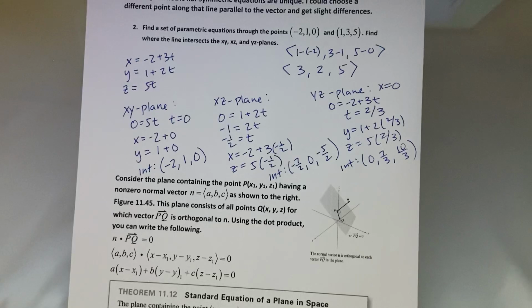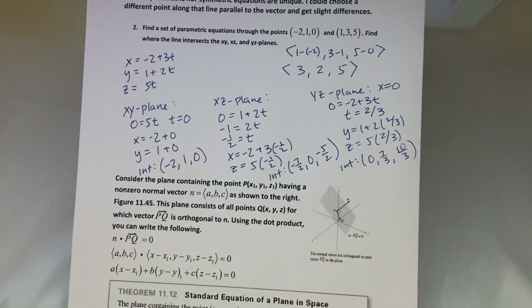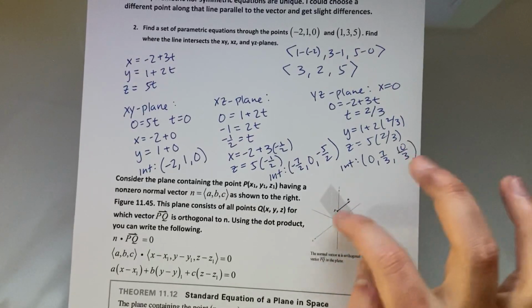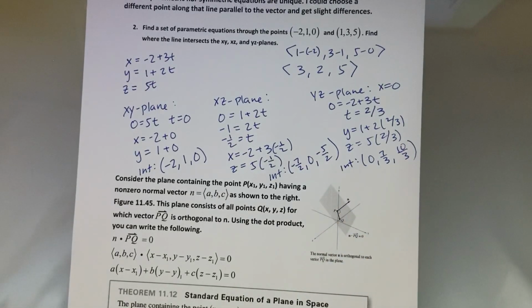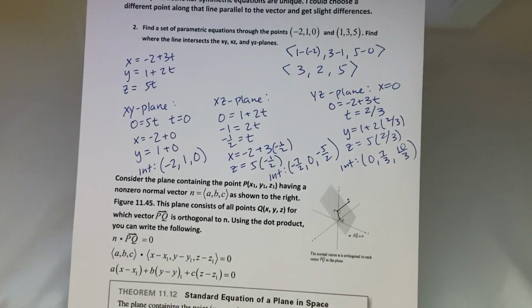Now, if you consider a plane containing a point having a non-zero normal vector n, as shown to the right, so that means it's orthogonal. The plane consists of all points for which the vector is orthogonal to n, because if this vector is in a plane and it's orthogonal to n, all other vectors in this plane are also orthogonal to n.